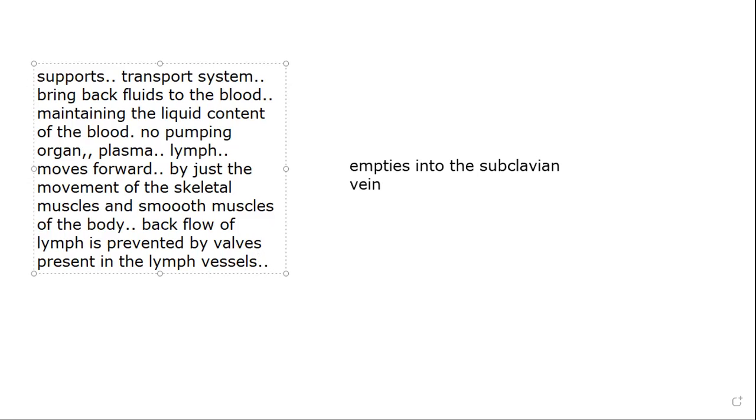Aggregates of lymph capillaries and lymph vessels are known as lymph nodes.